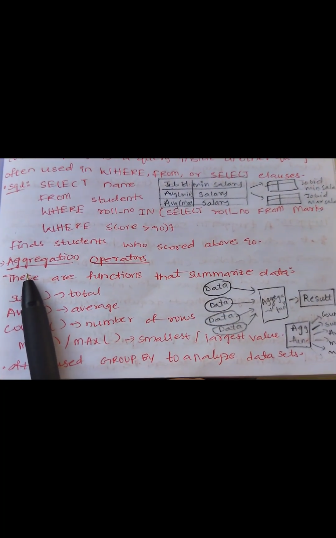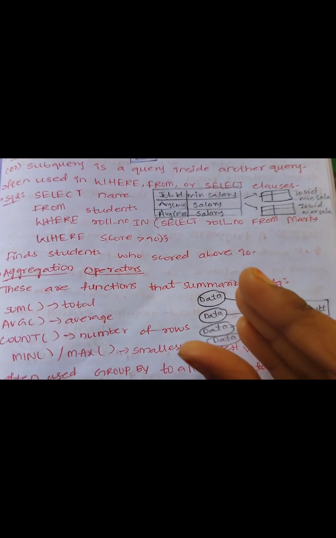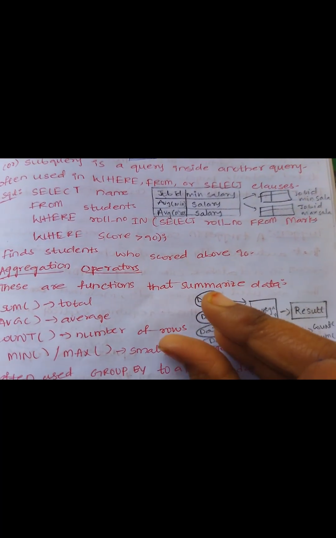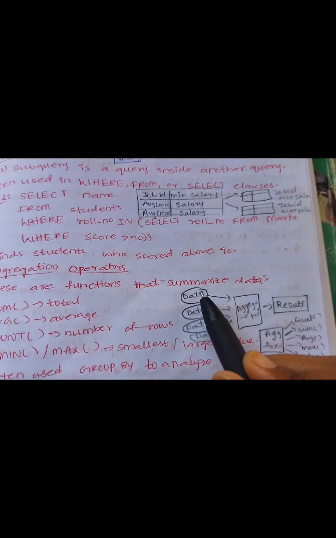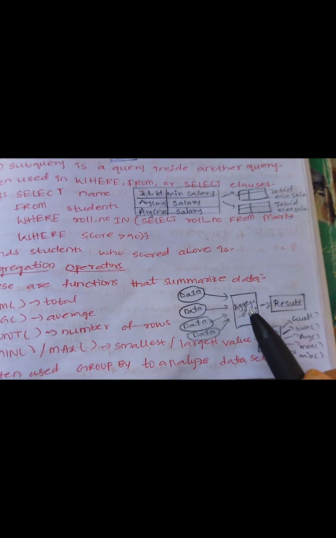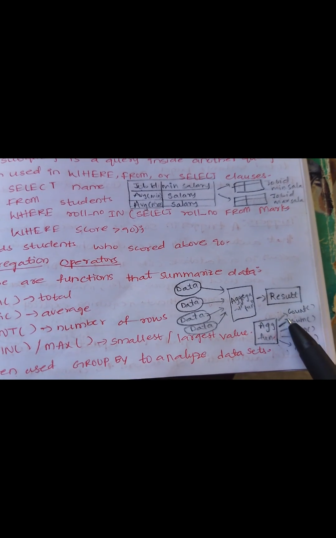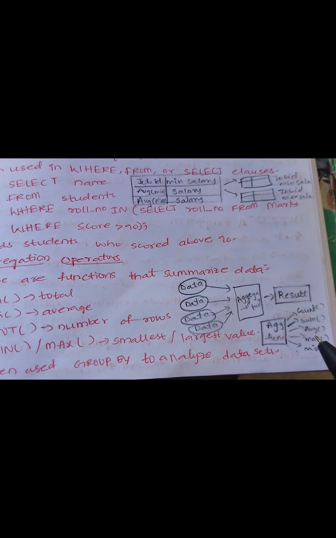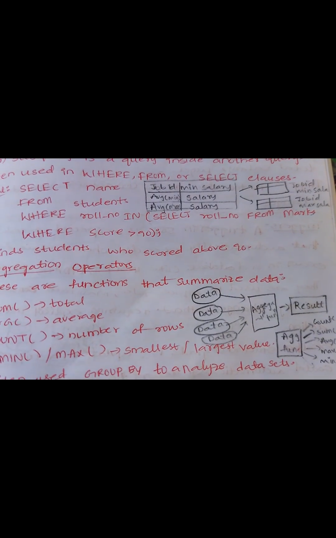Another concept is aggregation operators. These are used for checking and adding total numbers: sum, average, count, minimum, maximum. Aggregation functions take data for getting results. For counting, adding, sum, average, maximum, minimum purposes we use this concept.